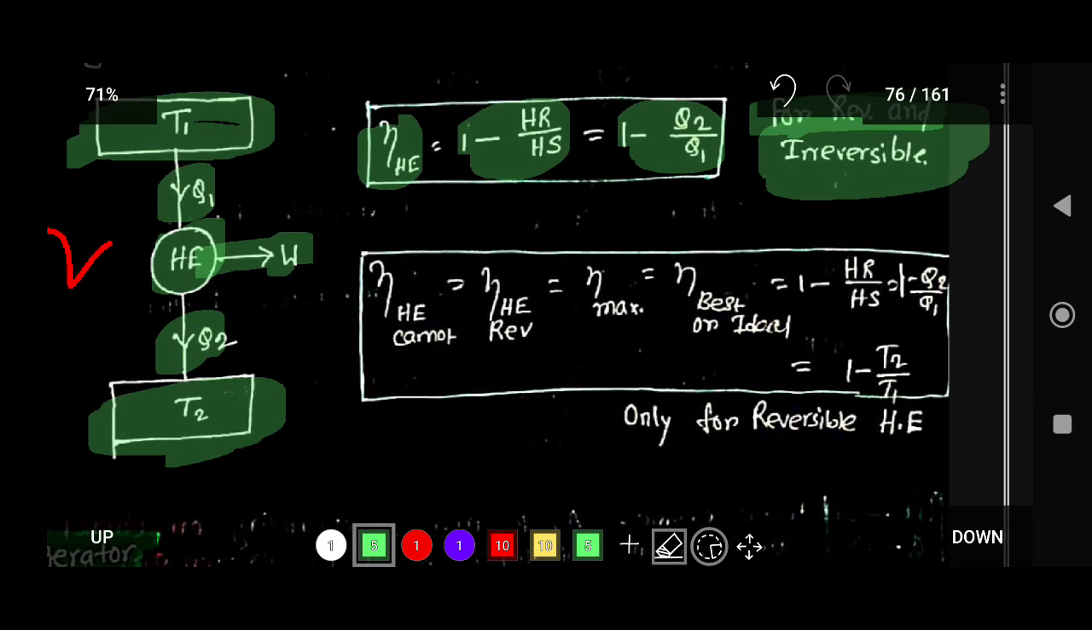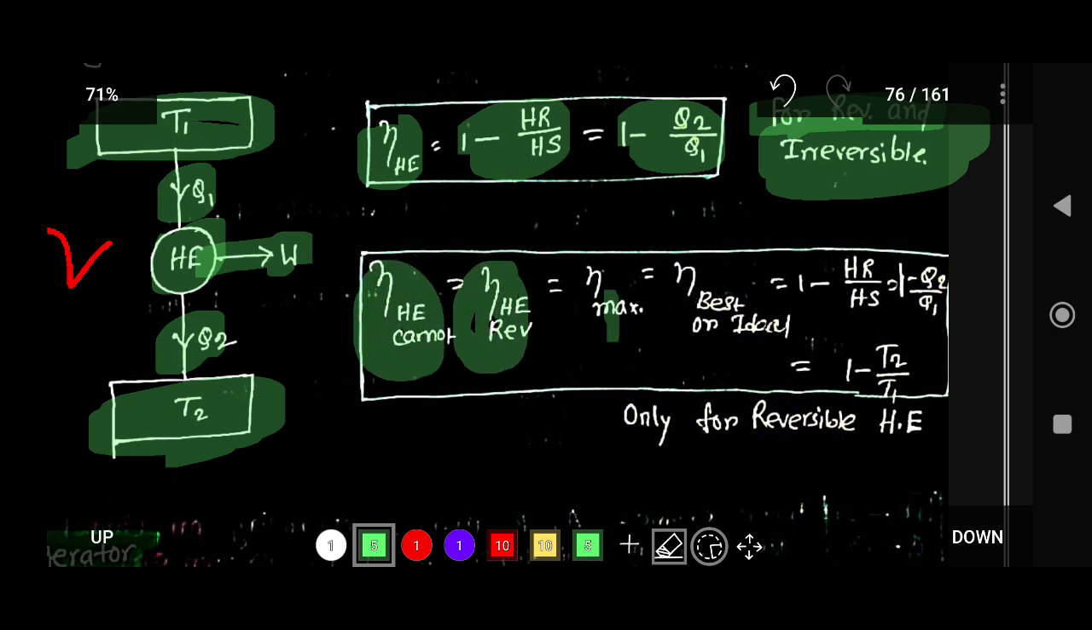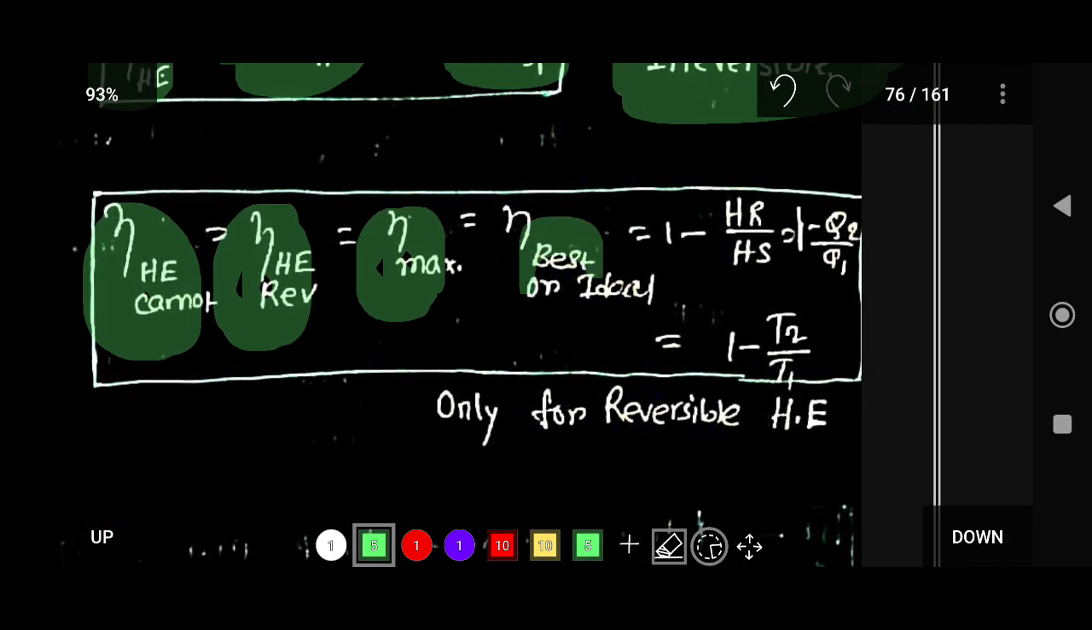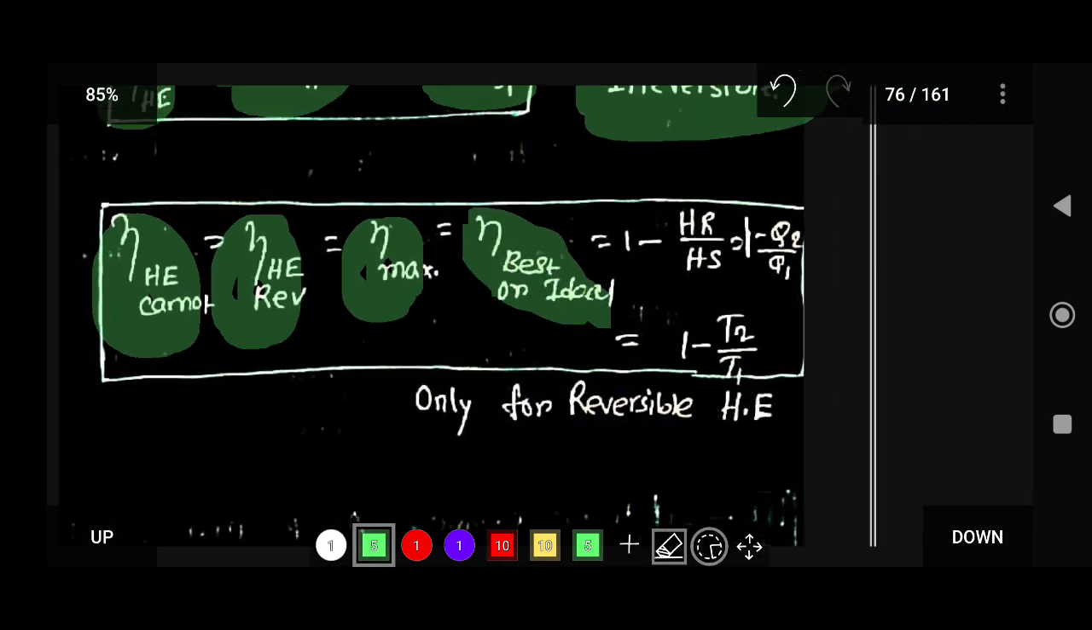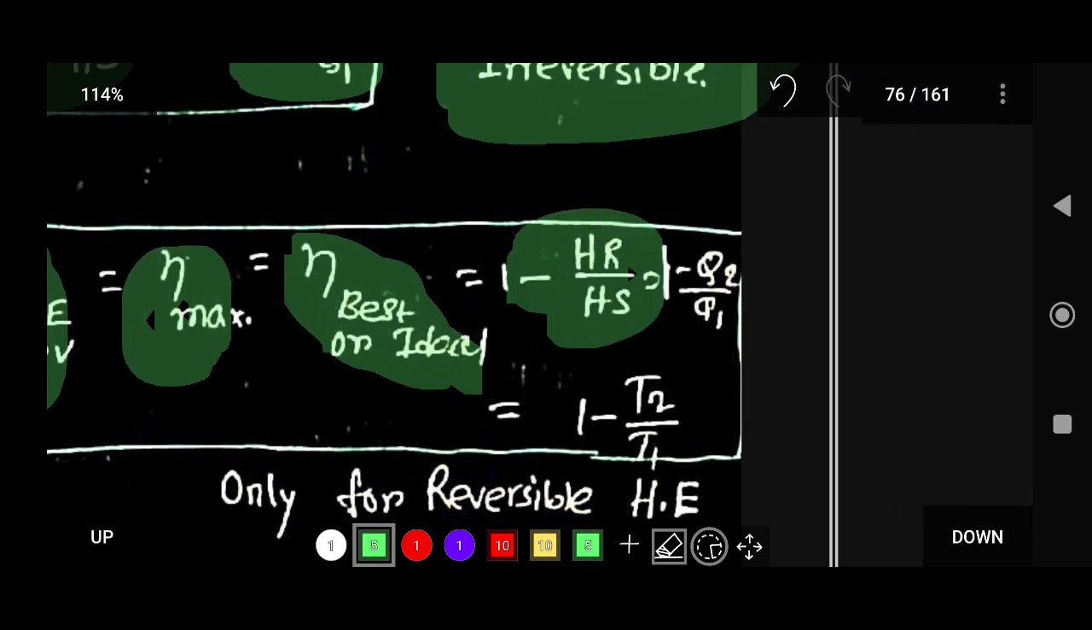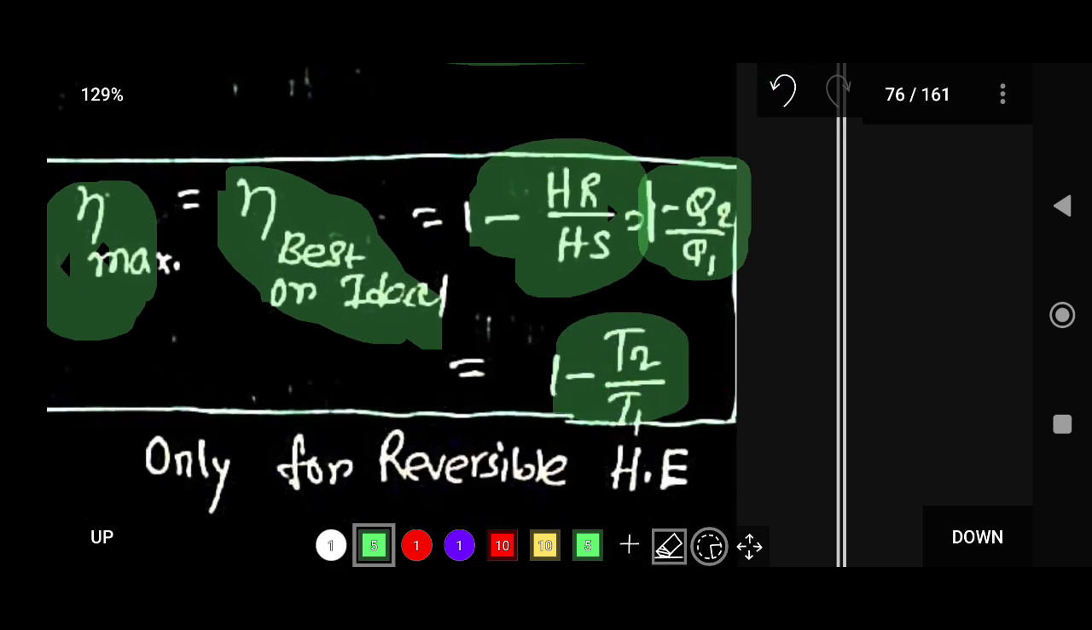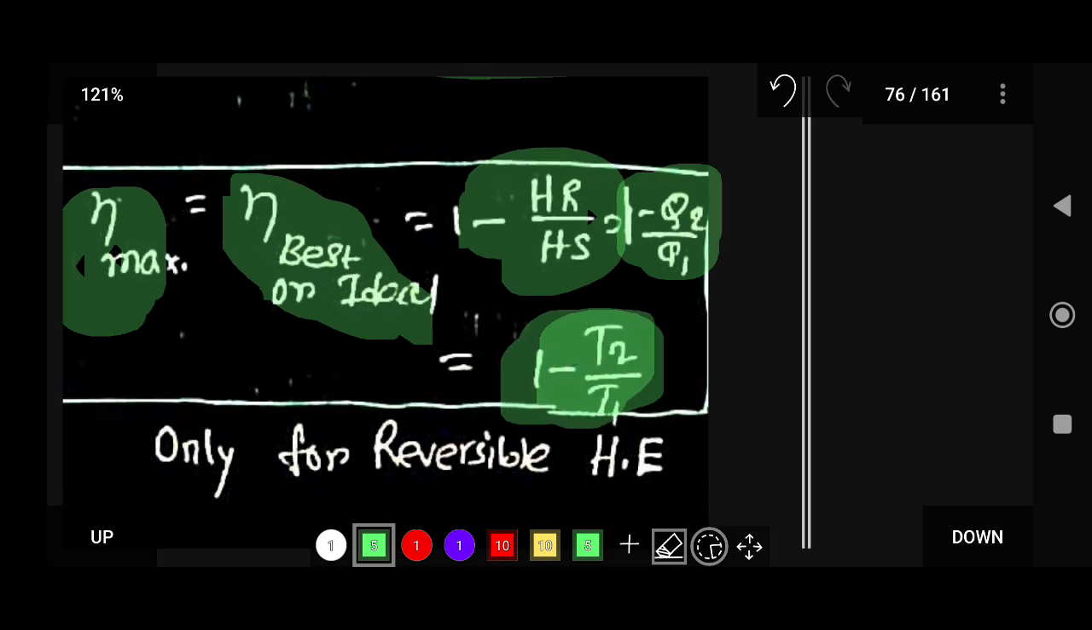Now if you want to calculate the Carnot cycle efficiency, or the reversible efficiency, or maximum efficiency, or the best or ideal efficiency, that is basically 1 minus heat rejected by heat supplied, which equals 1 minus Q2 by Q1. So this is basically 1 minus T2 by T1. So this is very, very important.